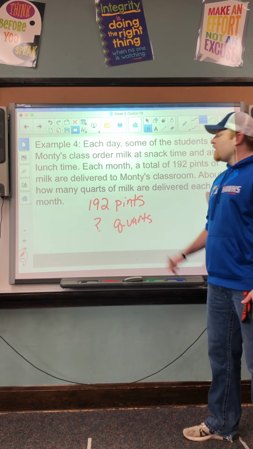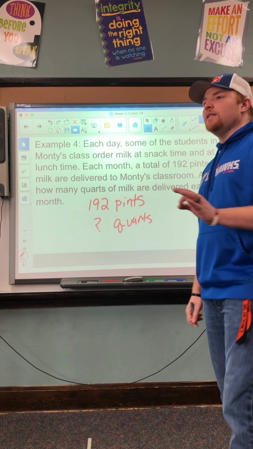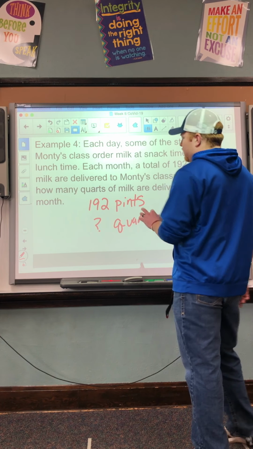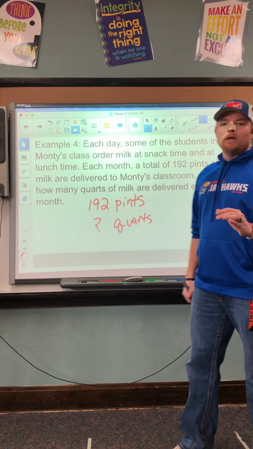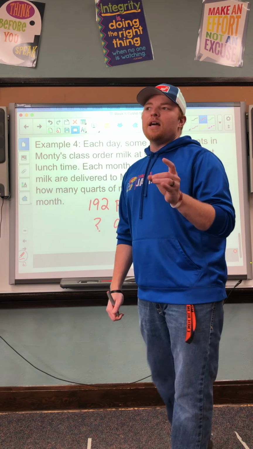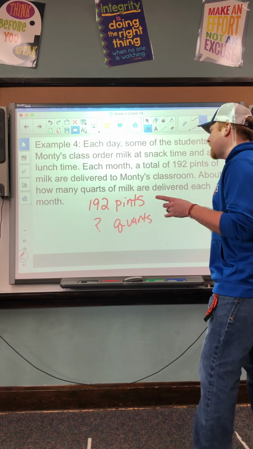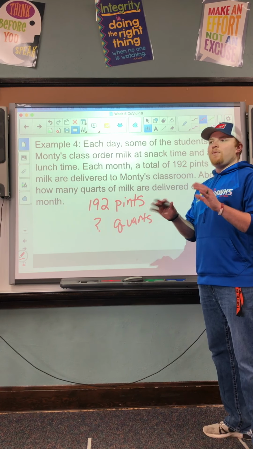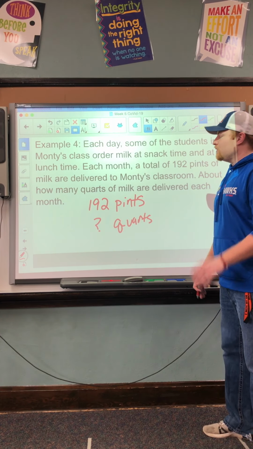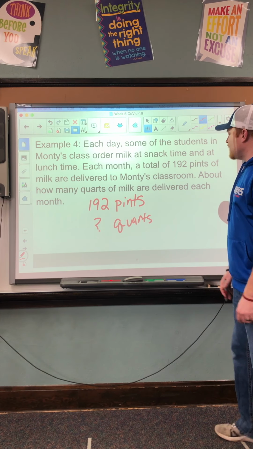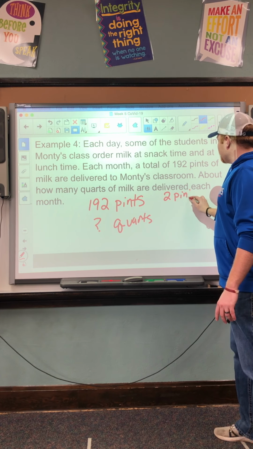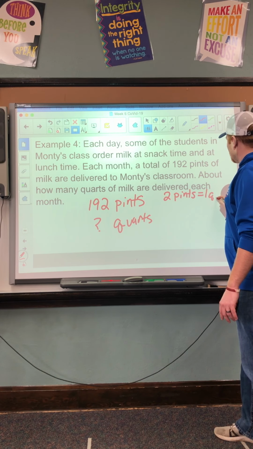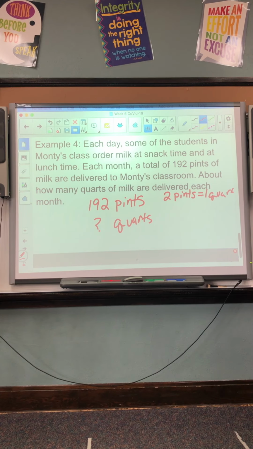Okay, to solve that, we first have to figure out how many pints are in a quart. That should be in your notes from when we were in school, or you can use any resource that you can. The textbook will have it, also the internet. You can just type in how many pints are in a quart. That would help you immensely. But for the sake of the video, there are 2 pints in 1 quart. Okay, so to solve that, we have to go 192 divided by 2.